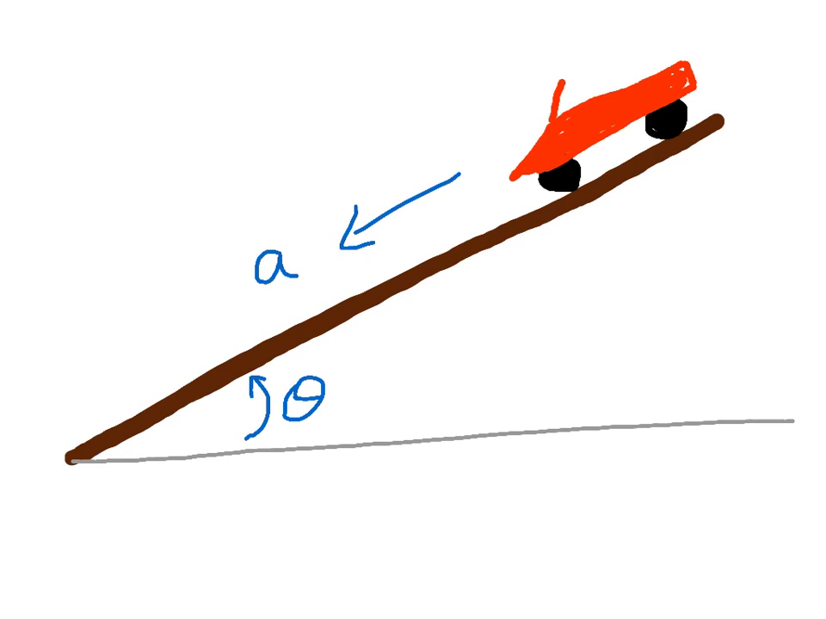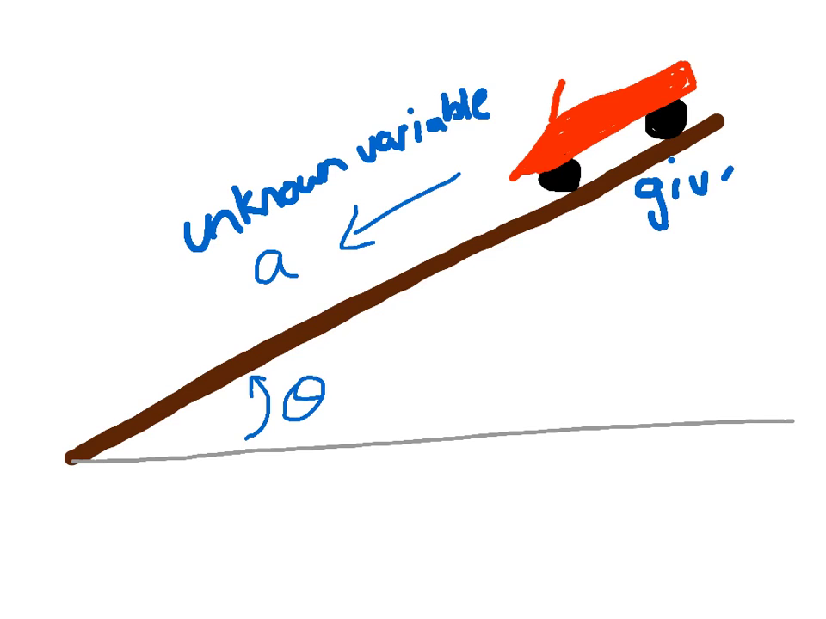In order to do this problem, you need to think about what you can measure and what you're trying to find. In this problem, our unknown variable is the acceleration. This is what you want to find. So what information are we given? We're given the distance that the car travels, and that's something that you'll have to measure. And there's something else that you can measure, which is time.